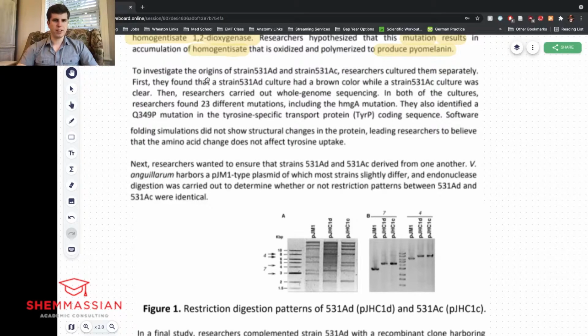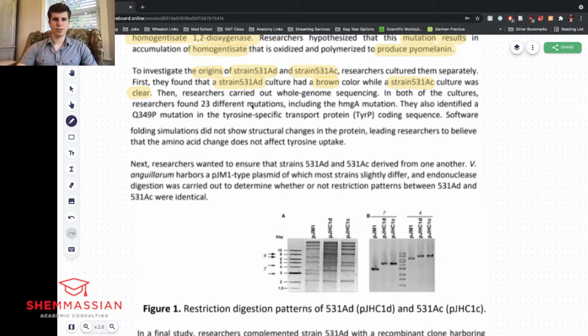To investigate the origins. Okay, now we're looking at the origins of these two strains that they've already mentioned. Researchers cultured them separately, of course. First, they found that 531AD was brown and 531AC was clear. Okay, I remember something about brown pigmentation, so I'm going to highlight that. 531AD, brown. I'll also highlight 531AC, clear, just in case in one of the answer choices there's something about clearness.